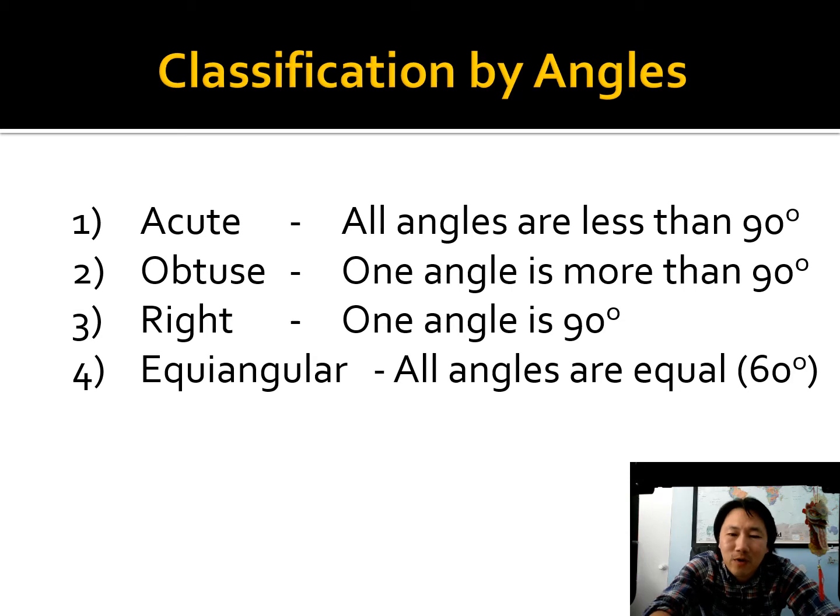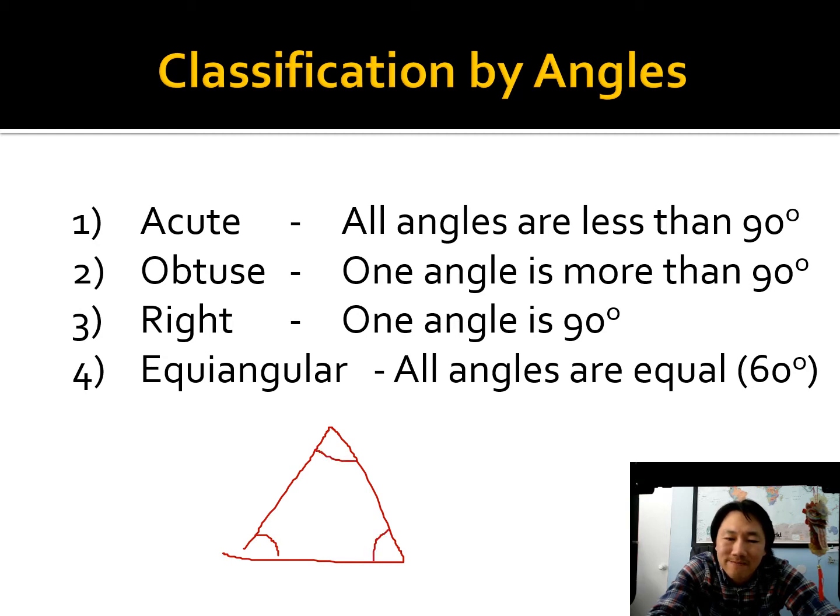And then if you know the triangle sum theorem, whenever you have a triangle, all the angles on the inside have to add up to 180. So if all the angles are equal, then each one must be 60 degrees, because if you add 60 and 60 and 60, you get 180. All right, let's do an example.